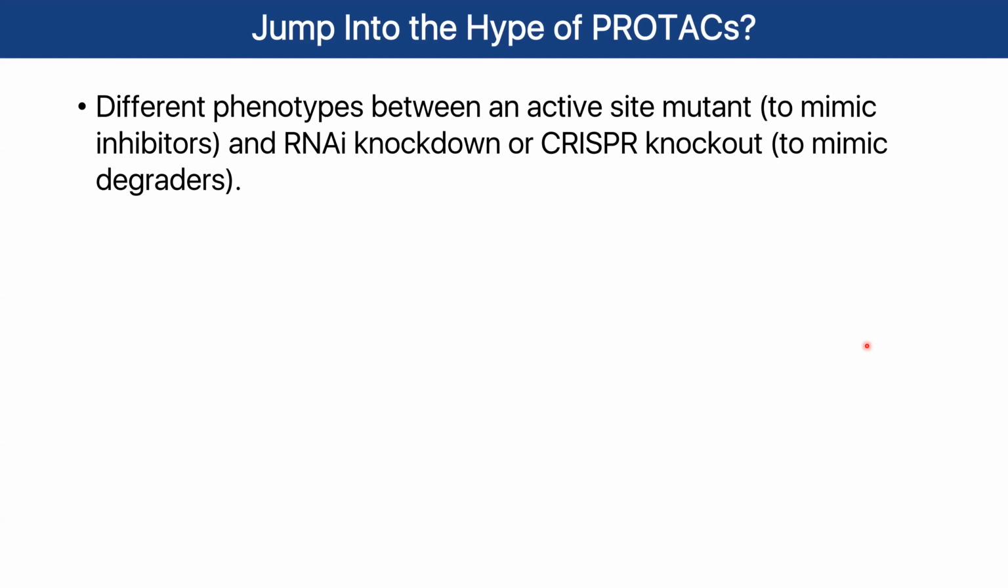Number one, you want to be able to see different phenotypes between an active site mutant, basically to mimic inhibitors, and RNAi knockdown or CRISPR knockout, to mimic degraders. You want to see a difference between an inhibitor and a degrader. Otherwise, there's no point in making a degrader, which takes a lot of extra effort, is highly empirical, and sometimes the failure rate is very high. So you'd rather just go with an inhibitor.